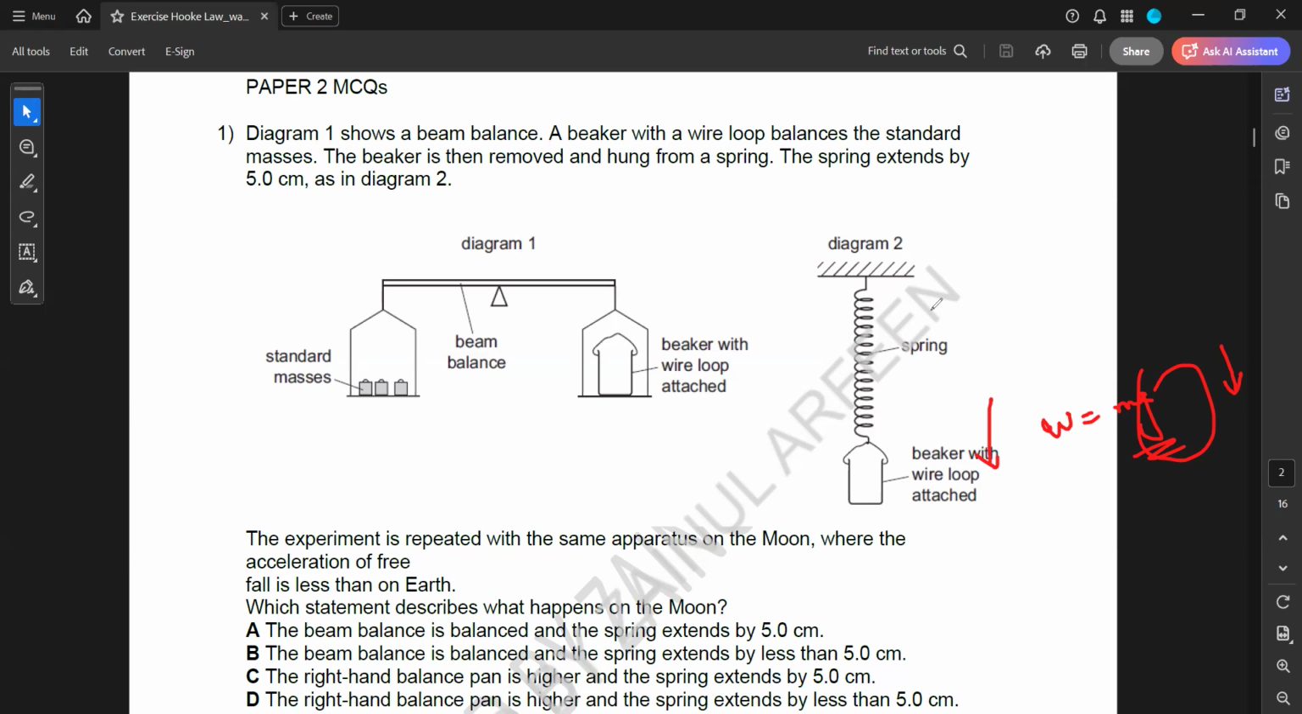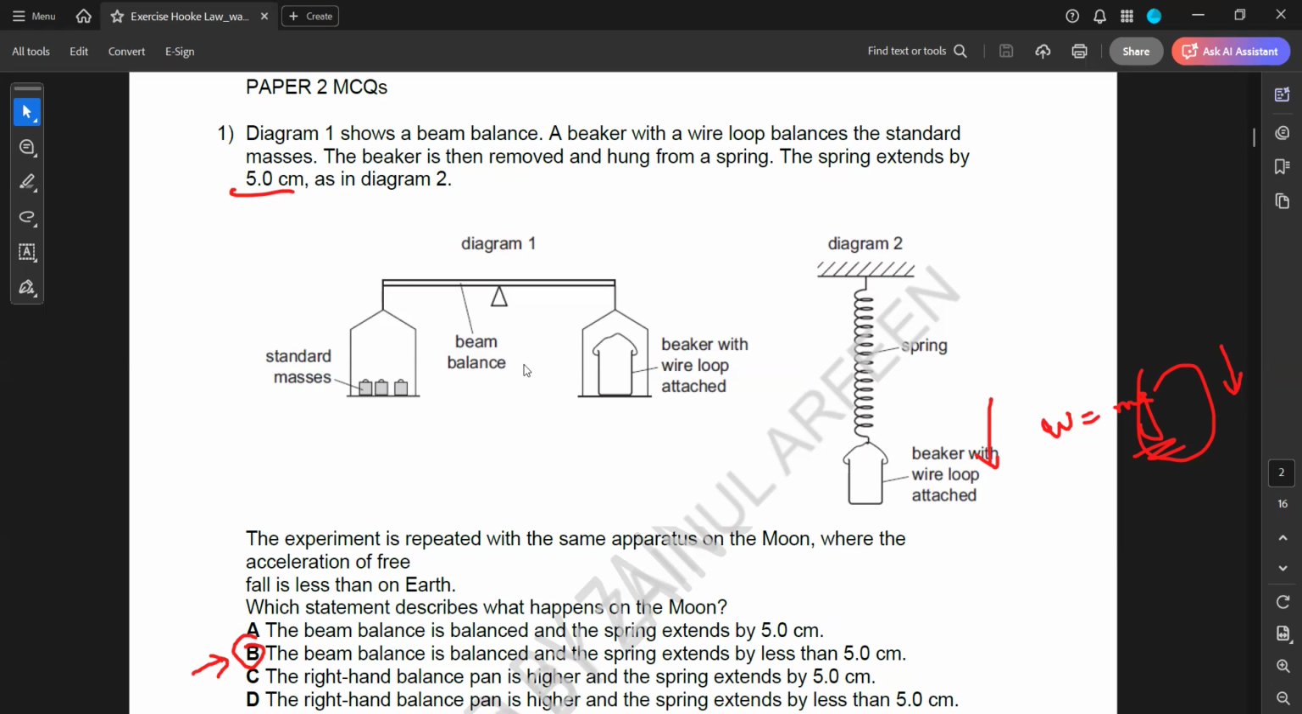It will stretch because on the moon there is a weight, but that is not the same as the weight on the Earth. Because the weight is causing the extension for the spring balance. So the lighter the object, the smaller the extension it will cause. On the Earth, it causes an extension of 5 centimeter, but on the moon, the extension will be less than 5 centimeter. That's why B is the right answer for this.